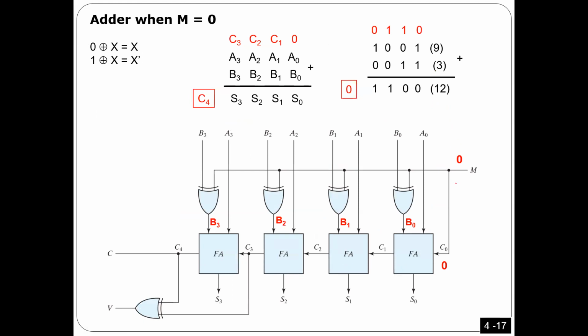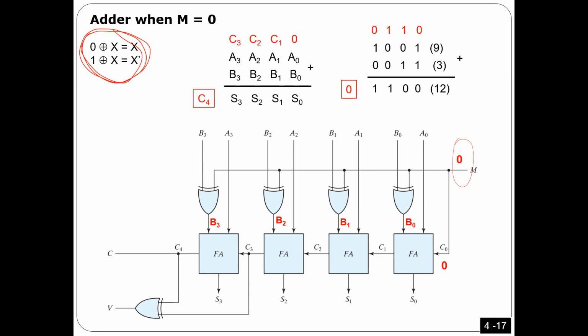If M is 0, this has to work as an adder. So remember this, as I explained before, very important. If you have 0 XOR X, the result is X, but 1 XOR X is X prime. This is how XOR works. 1 XOR anything, you are going to get the complement of this input. But 0 XOR any variable, you are going to get the same variable. Okay, this is the main point here.